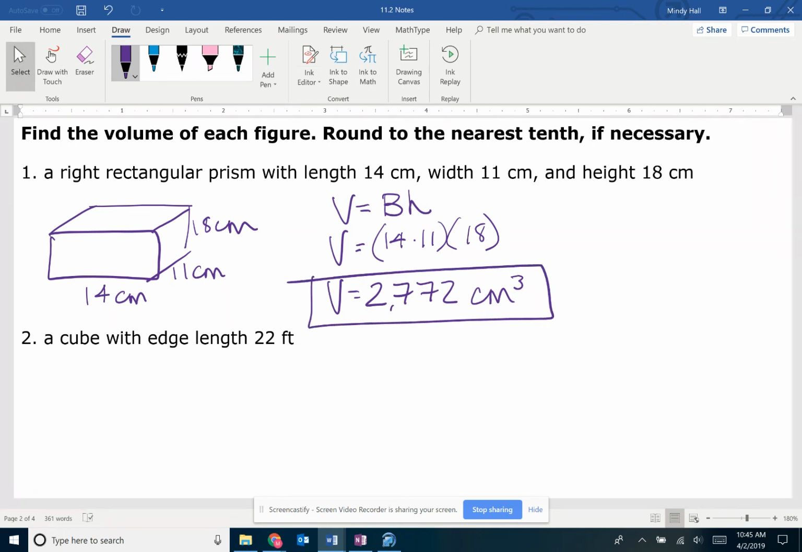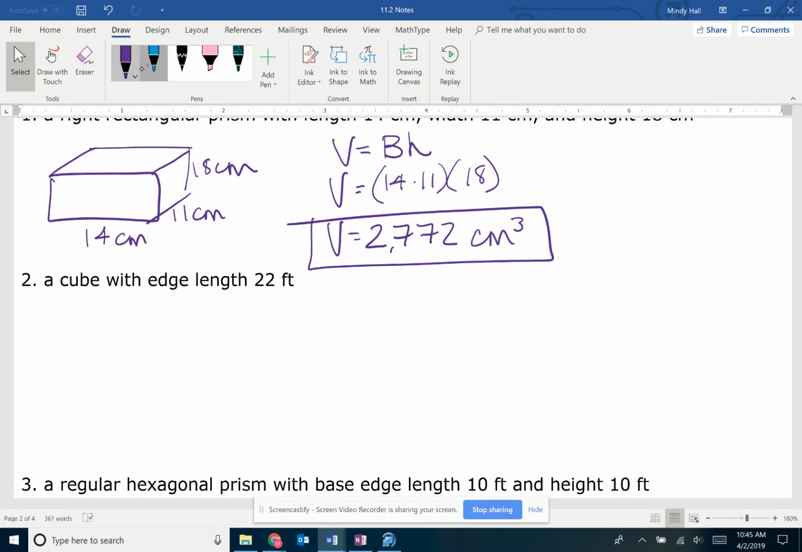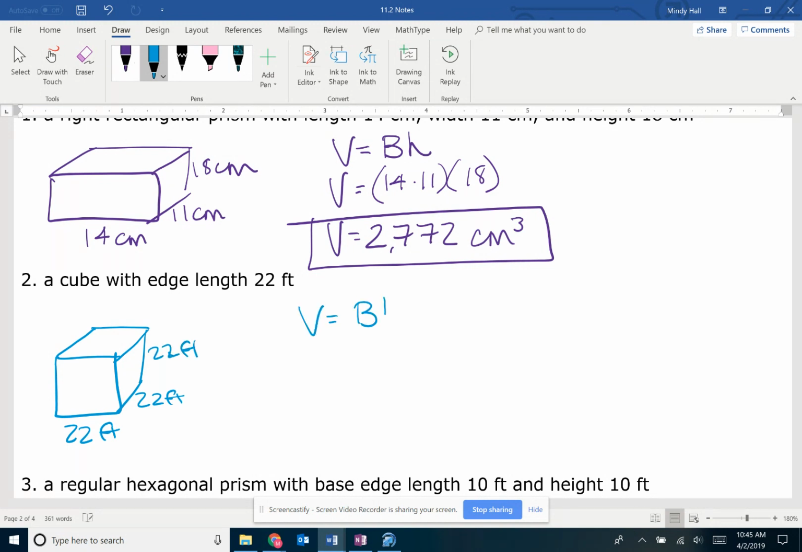Okay. For number 2, it is a cube. If I draw myself a cute little cube, each side is 22 feet. So that's 22, and that's 22. Using the formula, base area times height, my base area is 22 times 22, and my height is 22. Notice I have three 22s. I could have also used that volume equals side cubed.